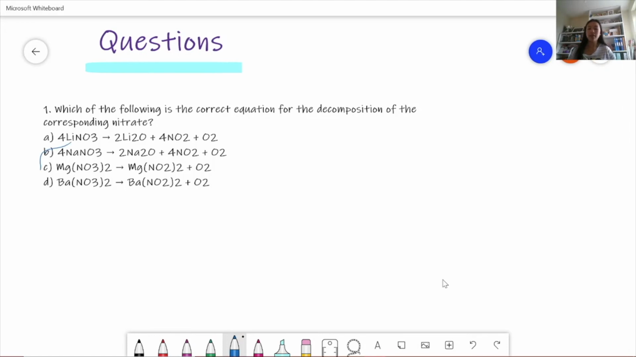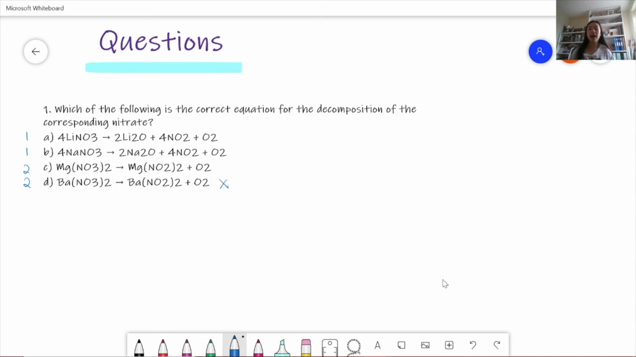And so lithium is in group, actually I'm going to write it to the side. So lithium is in group 1, sodium is in group 1, magnesium and barium both in group 2. So immediately we can rule out D, because we know that group 2 nitrates have to decompose to form the group 2 oxide, nitrogen gas and oxygen gas. So we know that no nitrogen gas is formed, so this must be wrong.